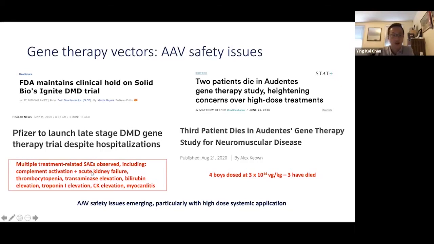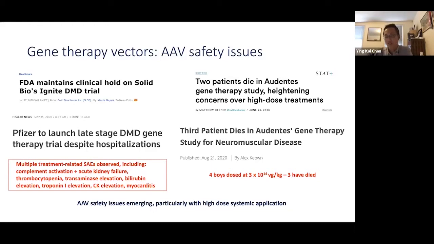And you can also see all of the other SAEs I've curated from all of the various high-dose systemic AAV trials. In recent months, the safety concerns continue to increase. Audentes has reported 2 deaths, and actually just this month, a 3rd death. This is 3 deaths out of 17 boys for the high-dose cohort, not 4, apologies for the mistake on the slide. And these are the first ever treatment-related deaths for AAV.